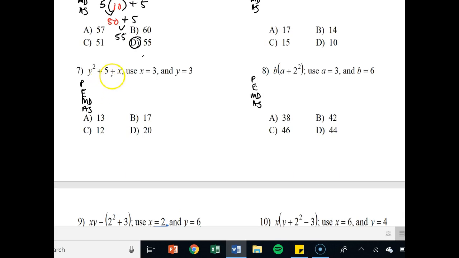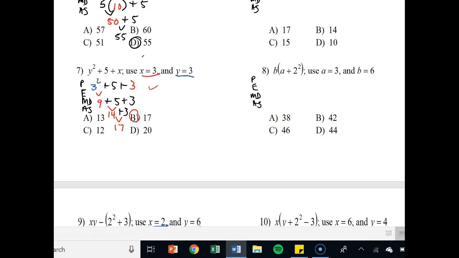Next one, it says y squared plus 5 plus x. Use x is 3 and y is also 3. Interesting. So we got y squared, so that's 3 squared plus 5 plus 3. Order of operations says exponents first. So 3 squared is not 3 times 2, it's 3 times 3. So 9 plus 5 plus 3. And we just add across. So 9 plus 5 is 14, plus 3 gets us our answer of 17. Again, put that in your calculator, you could double check it, get the exact same answer.